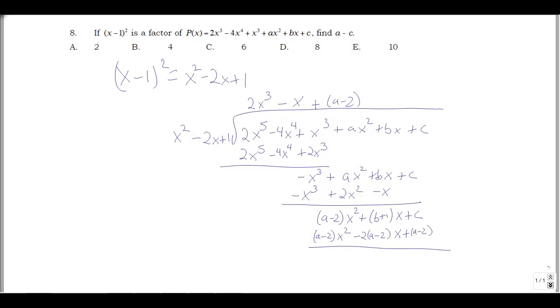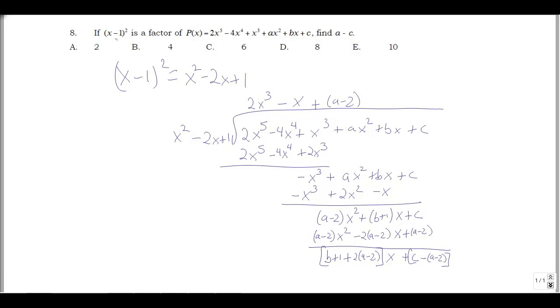So now, when we do our subtractions, these cancel. When I subtract here, I'm going to get b plus 1 plus 2 times a minus 2, all of that times x. And then we get plus c minus a minus 2. That's my constant. Now this is my remainder.